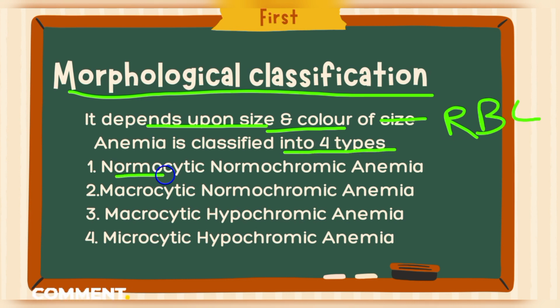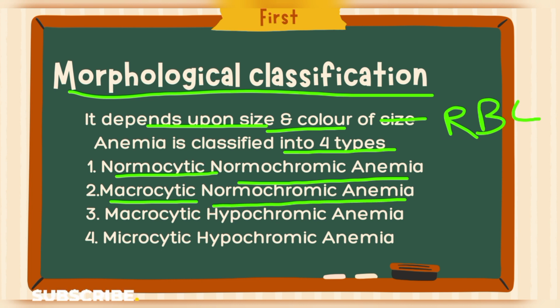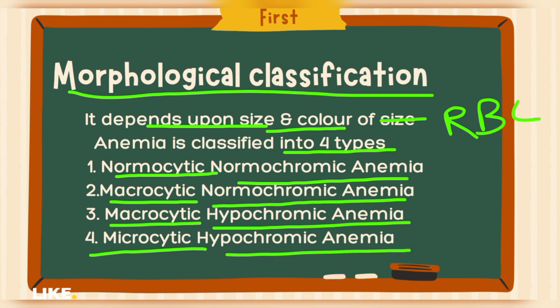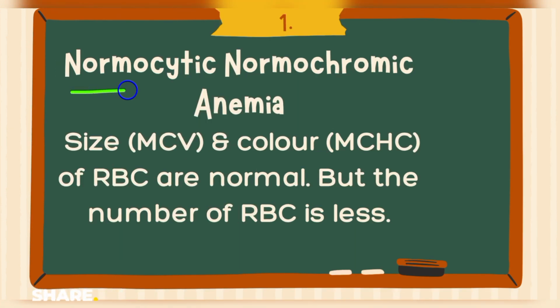First is the normocytic normochromic anemia. Second is the macrocytic normochromic anemia. Third is the macrocytic hypochromic anemia. And fourth is the microcytic hypochromic anemia. Now we will see each type of this anemia individually. First, we will see the normocytic normochromic anemia.